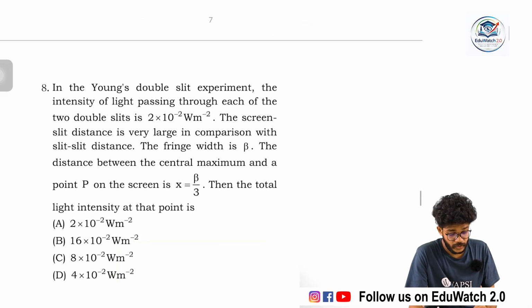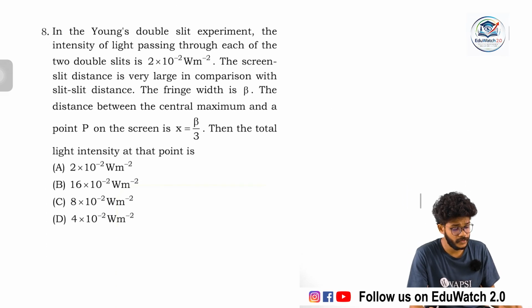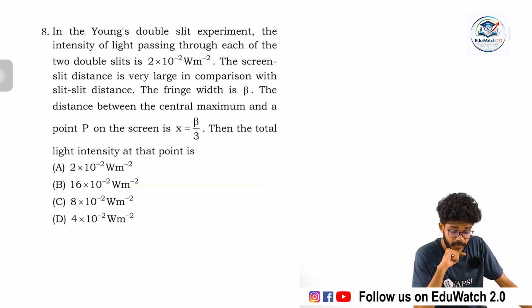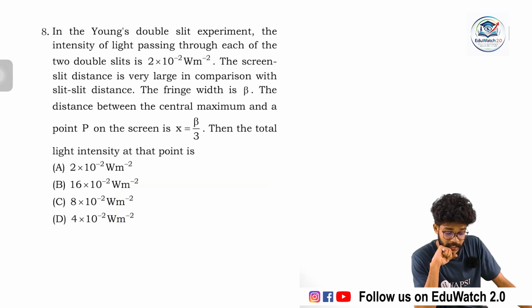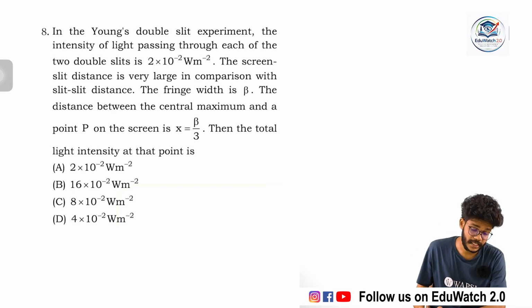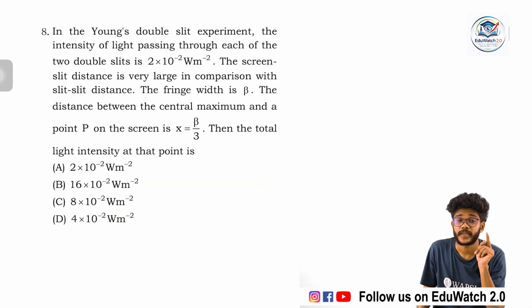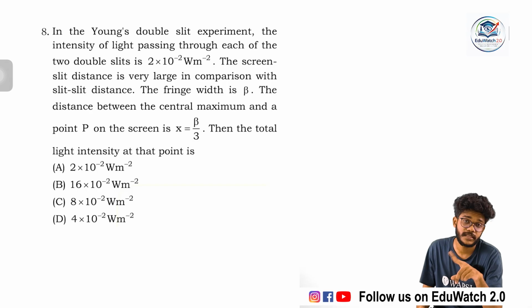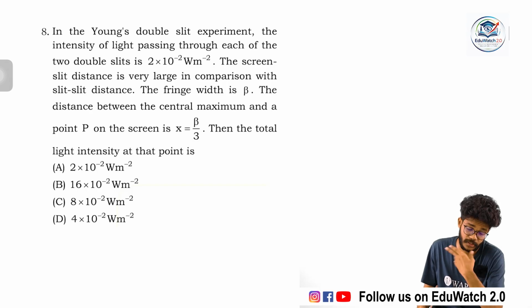We can move to the eighth question. In Young's double slit experiment, the intensity of light passing through each of the double slits is 2 into 10 raised to minus 2. The screen-slit distance is very large in comparison with the slit distance. That means capital D is much larger than small d.